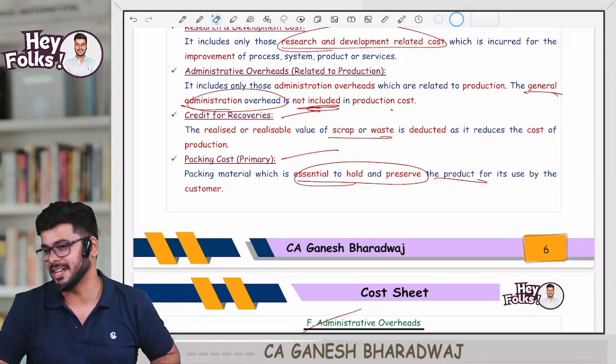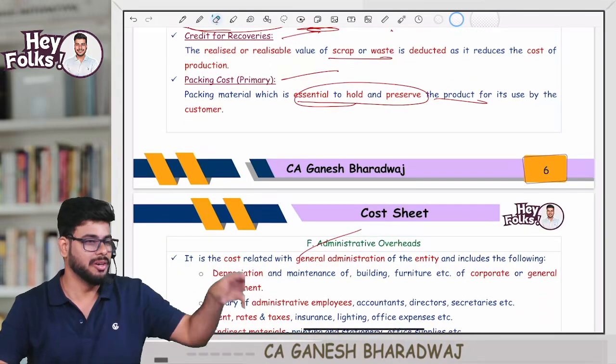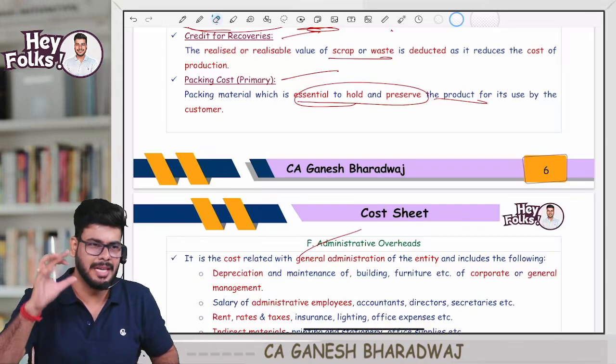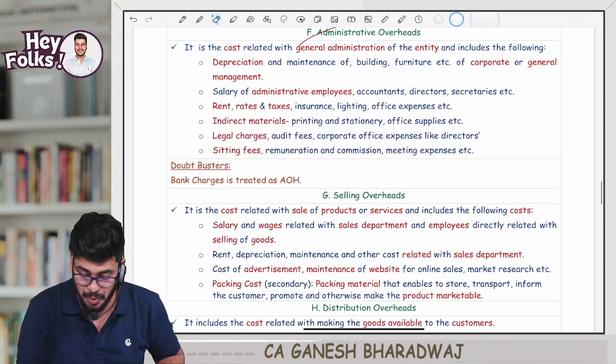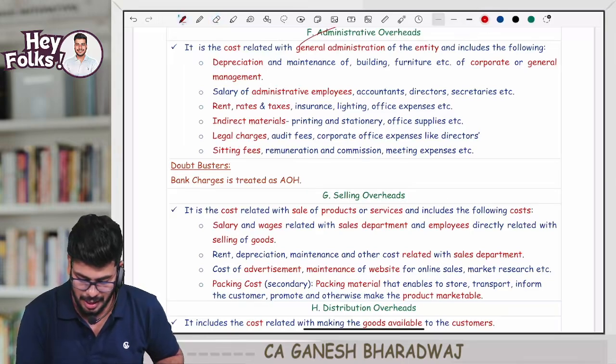Are you clear with this, guys? It is not related to fundraising activity. It is related to the operation of your current account and all that. Your accounts, that's nothing but your administration cost. That's why I have put it under the doubt busters section. Clear with this, guys? Are you all understanding this?